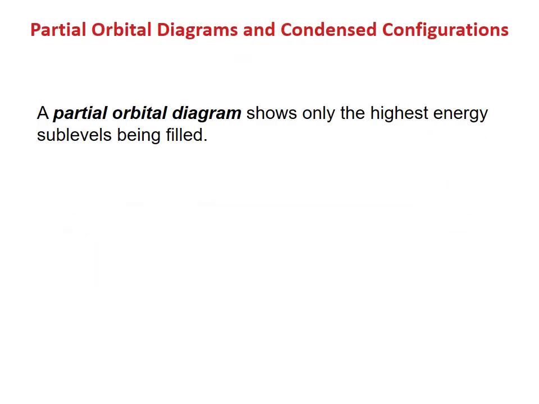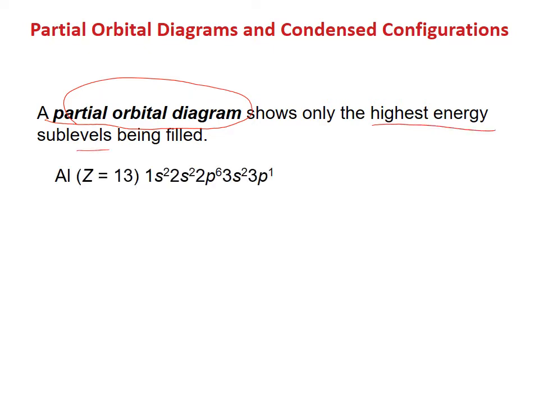Sometimes it's more convenient to draw a partial orbital diagram, which shows only the highest energy sublevels being filled. Let's take aluminum as an example. Aluminum has 13 electrons. So the electron configuration starts with 1s2, 2s2, 2p6. Remember, up to this point, the second shell is full, so n equals 2 is full.